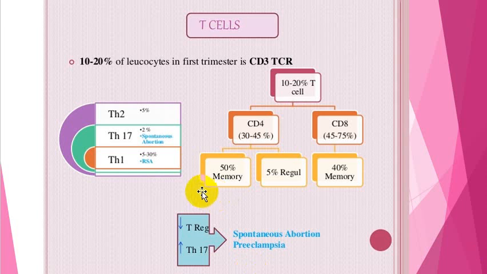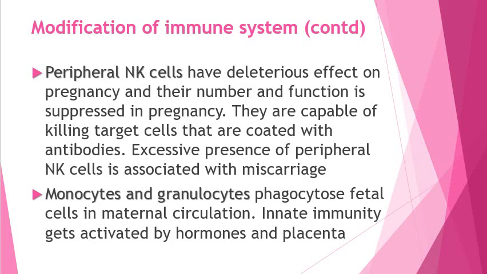So in cases of spontaneous abortion and preeclampsia, there's a decrease in the T regulatory cells and an increase in the Th17 cells. And Th1 cells, which we dealt with earlier, which cause cell-mediated immunity, are implicated in recurrent spontaneous abortions. Other modifications include peripheral natural killer cells, which have a deleterious effect on the pregnancy, and their number and function are usually suppressed in pregnancy.